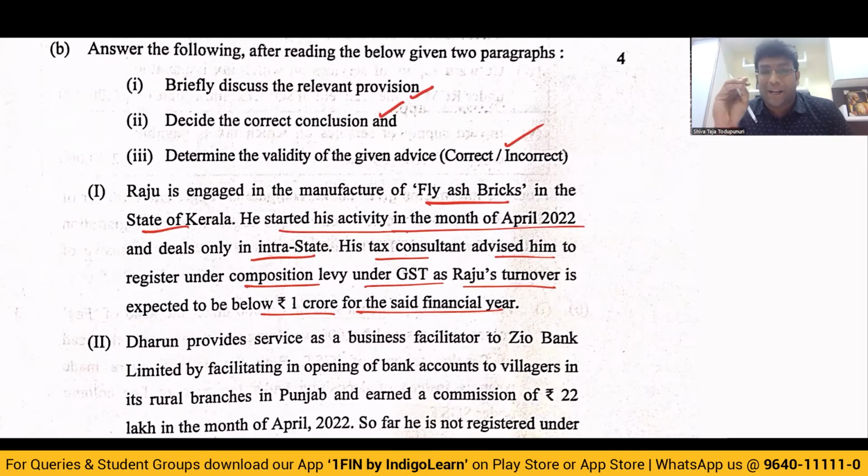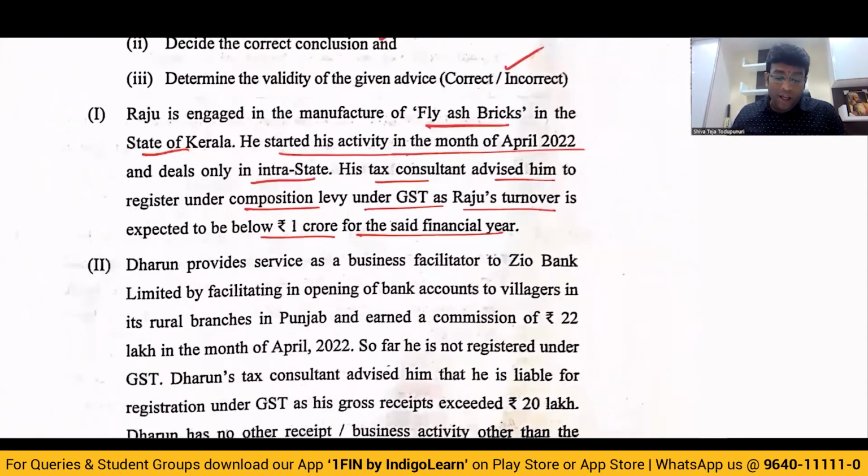And recently they made an amendment and brought into the picture fly ash bricks also. So a manufacturer of fly ash bricks cannot opt for the composition scheme. So this statement is not valid. That he can take the composition scheme is absolutely not valid, because a manufacturer of fly ash bricks cannot opt for a composition scheme.